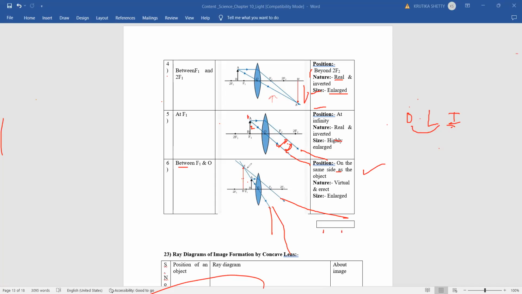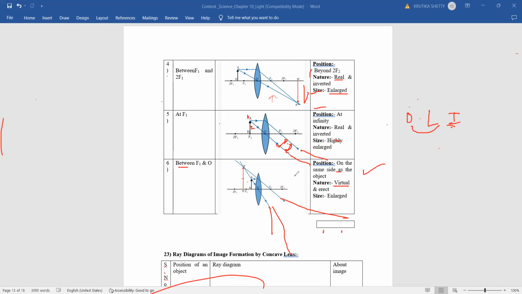And such kind of images are called virtual images. Virtual images, and virtual images are opposite of real images. These images you cannot catch on the screen. Real images you can observe on the screen. Virtual images you cannot observe on a screen.